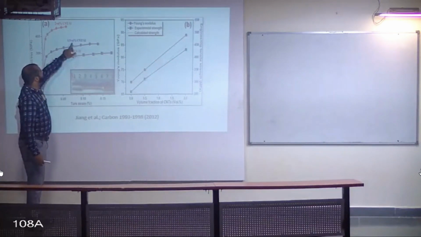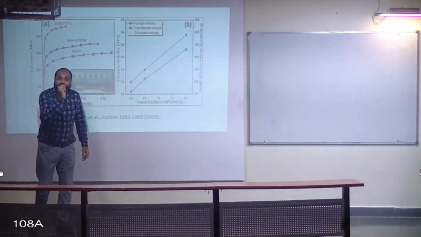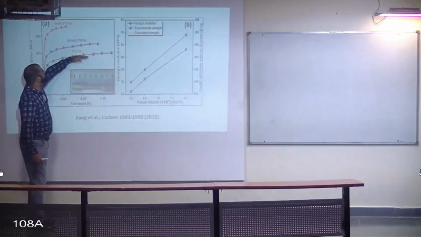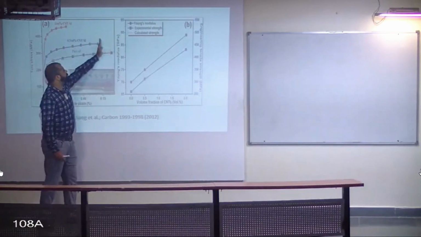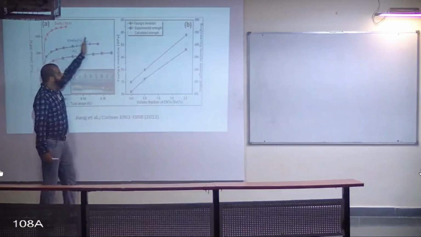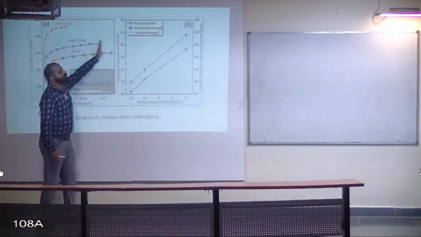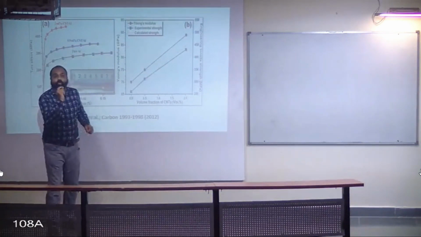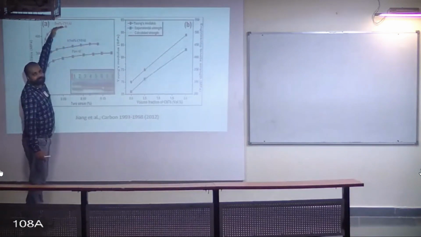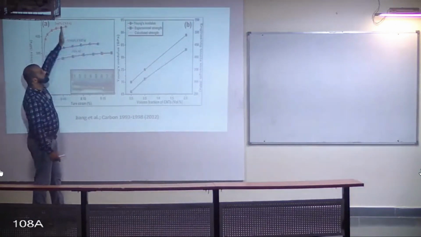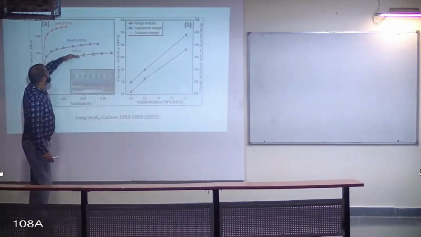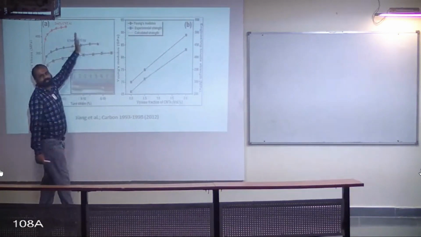But when I added just 0.5 volume percent CNT, carbon nanotubes, you can see the curve shifted upwards. Yes, strength increases, but yes, ductility decreases. Again, when I increase the content to 2 volume percent, the strength again increases, but the ductility again reduces. So with the addition of carbon nanotube, there is a constant increase in strength, but also a constant reduction in ductility.